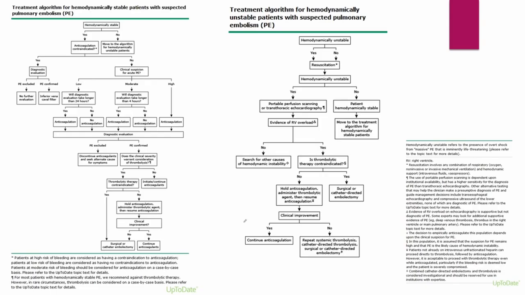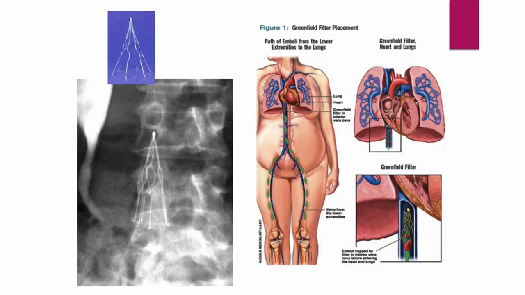Here's some algorithms to help you assess when to initiate anticoagulation. I don't necessarily expect you to know this for my test, but it is nice to see the algorithm for treatment. Here's those IVC filters. Have it up here, IVC filter. Looks like this little net that catches big clots, keeps them from going to the heart and to the lungs.